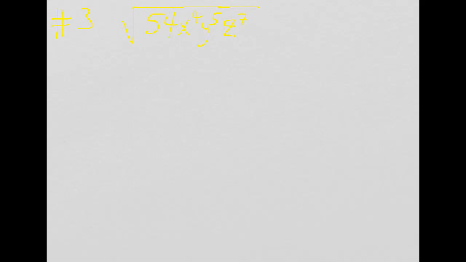Okay. The first thing that we need to do is break down the 54. Alright, I can break that down into 9 and 6, or however you choose to break it down. 9 and 3, and then 6 breaks down into 3 and 2. Is anybody confused on what I've done so far? All I did was make a factor tree.